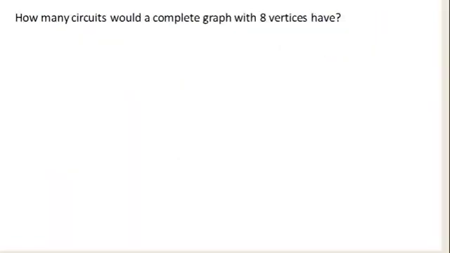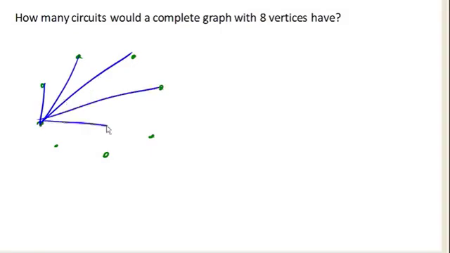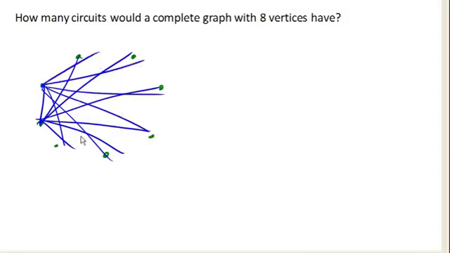So to see why brute force is not an efficient method, consider the question of how many circuits a complete graph with 8 vertices would have. Now a complete graph means that every vertex is connected to every other. So there's 1, 2, 3, 4, 5, 6, 7, 8 vertices. And so a complete graph means each vertex is connected to every other vertex. And I'm going to get tired of drawing this pretty quickly, so you can just imagine the rest of it.